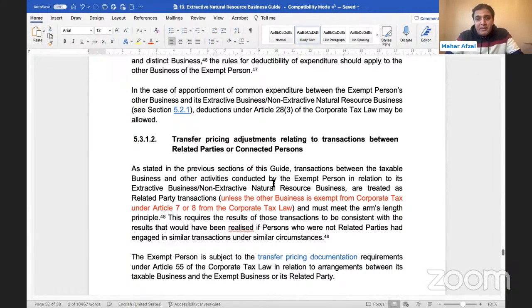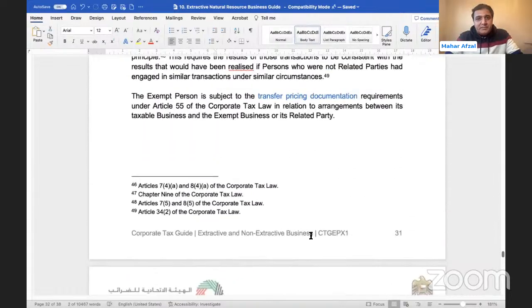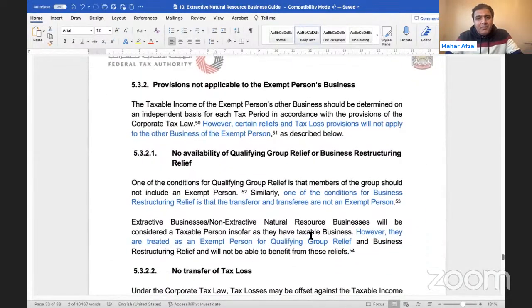This line is very important. They said, as stated in the previous section of the guide, transactions between the taxable business and other business activities conducted by an exempt person in relation to its extractive, non-extractive natural resource business are treated as related party transactions unless the other business is exempt from corporate tax. If TP is applicable, then you need to maintain the TP documentation as well. Previous, not applicable, that we already discussed.